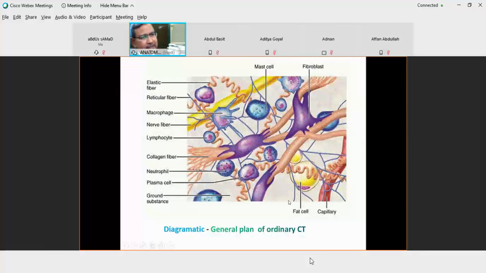So that is the general plan: you have the cells and the matrix. Cells have varieties, resident and migrant, and the matrix is fibrillar and non-fibrillar. Non-fibrillar is called the ground substance. So please do not mistake the matrix and the ground substance as the same. No. The ground substance is amorphous, while the part which has taken some form is called the fibrillar form.